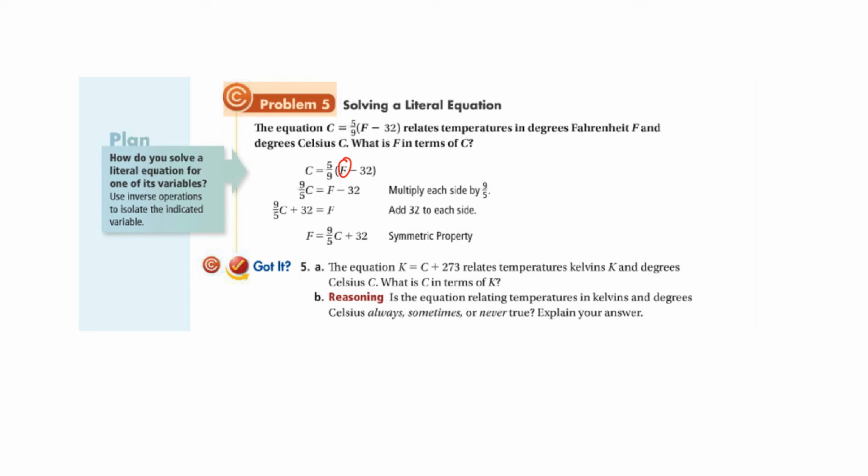So to do that, first I'm going to move my fraction by multiplying each side by 9/5. Then I'm going to add the 32 to both sides. And then I have Fahrenheit equals 9/5 C plus 32. So I solve the equation in terms of F. So now, in terms of C, I would like you to do Got It Problem 5.